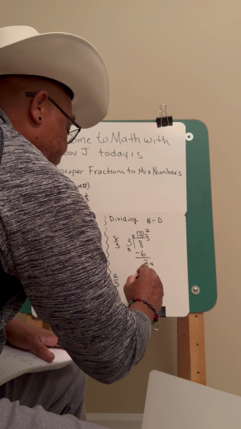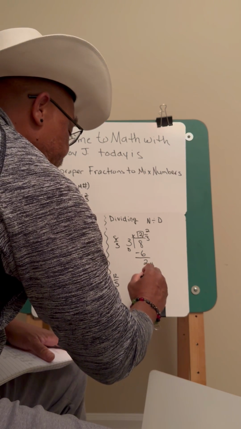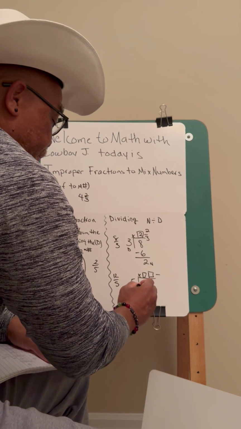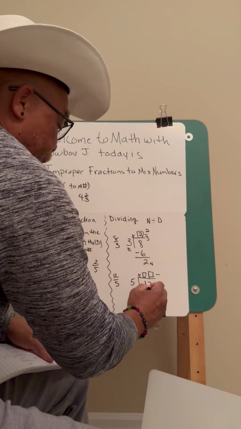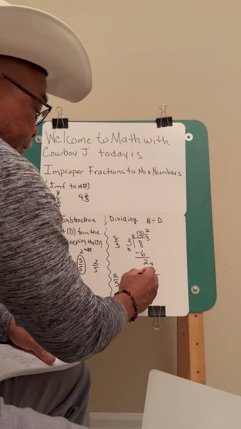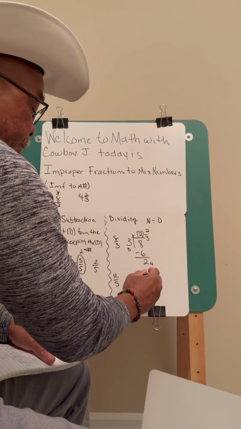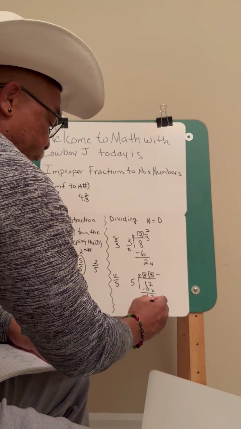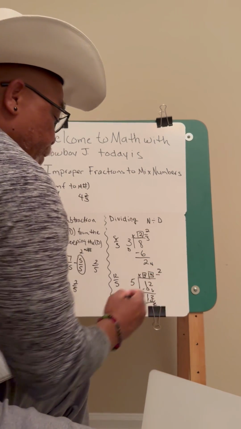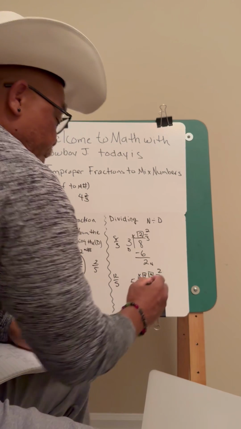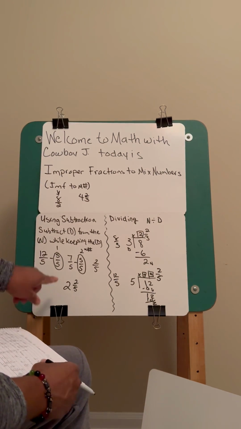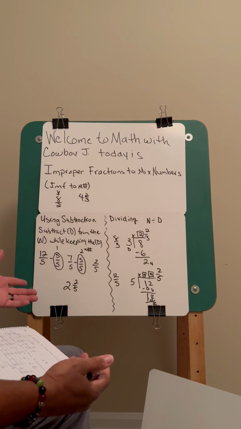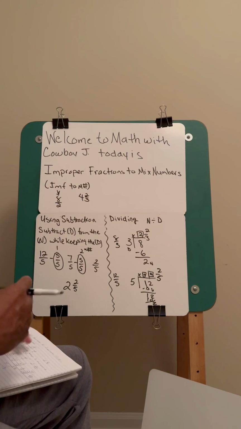I'm going to put my box and my bar. 5 times 0, subtract, bring down. 5 goes into, this is going to be 0. 5 goes in, 2 times 5 gives me 10. Subtract, that gives me 2. 2 is my numerator. 5 is my denominator. So again, using subtraction or using division, use the one that works best for you.